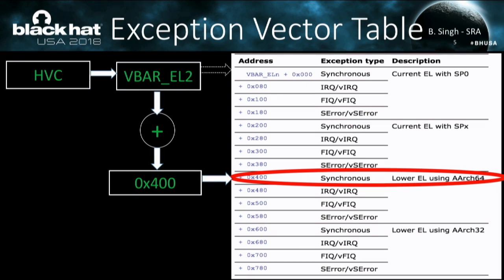So when an HVC originates from a 64-bit kernel, the CPU refers to the VBAR_EL2 register, obtains the pointer, adds 0x400 to it, and then executes the handler code from there. This is how the hypervisor services the request from the OS, and they communicate with each other. So this explains how the communication happens internally between the OS and the hypervisor.